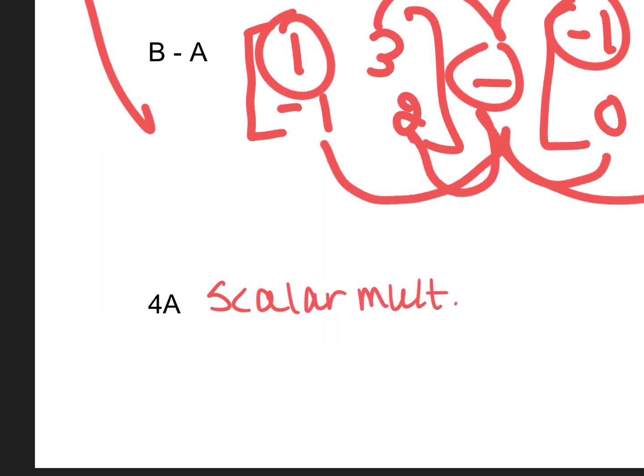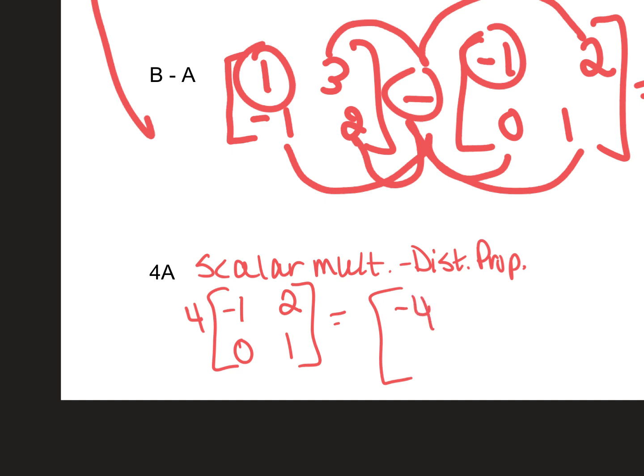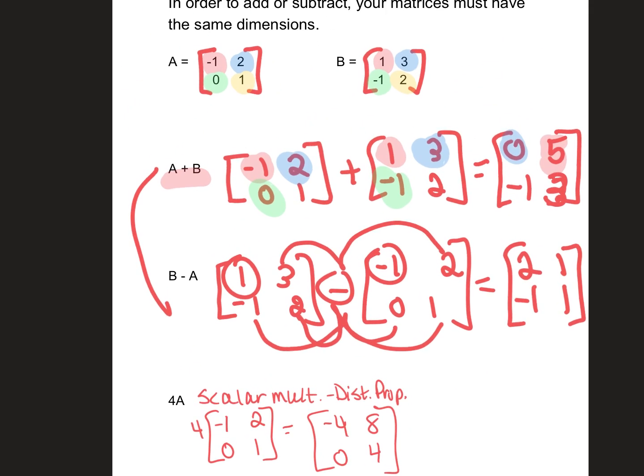Okay, which is basically just like the distributive property, which we've done a lot of. It's very simple to do. So if we're taking 4 times A, we're going to take 4 times, well, our A is negative 1, 2, 0, 1. And we are just basically multiplying every part of it times 4. So we're going to get negative 4. 4 times 2 is 8. 4 times 0 is 0. 4 times 1 is 4. So that's how you do scalar multiplication, adding, and subtracting.